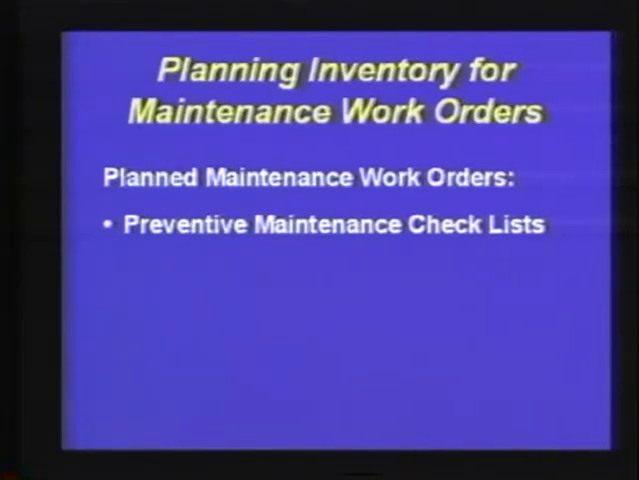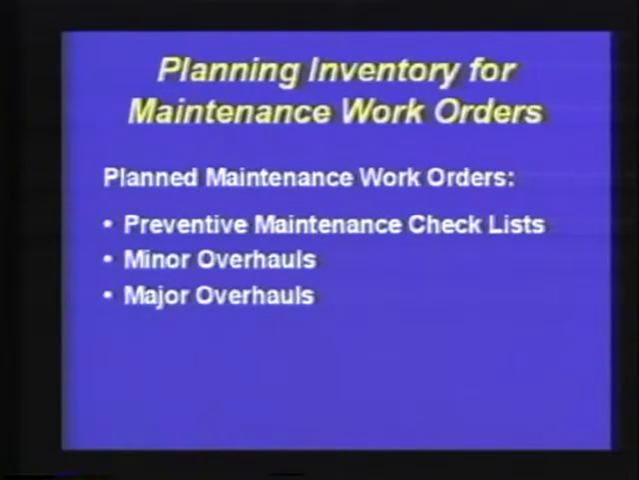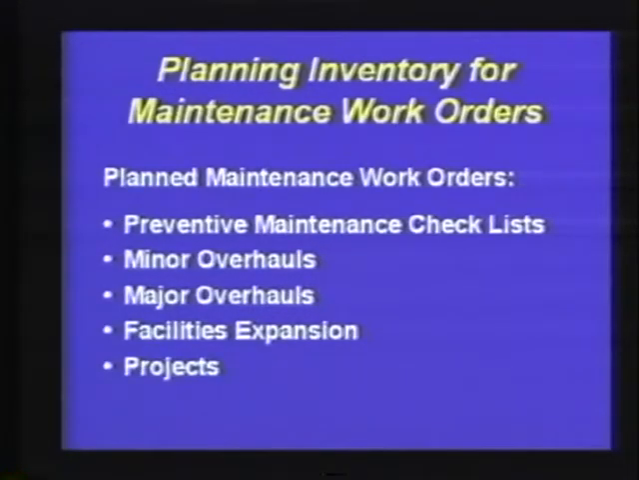The planned maintenance work orders are the PM, that is the preventative maintenance checklists, the minor overhauls, the major overhauls, facilities expansion, and projects. All of those are planned. That means I'm looking out into the future, and those future time periods could go 1 to 2 years in advance, especially if they are minor and major overhauls.